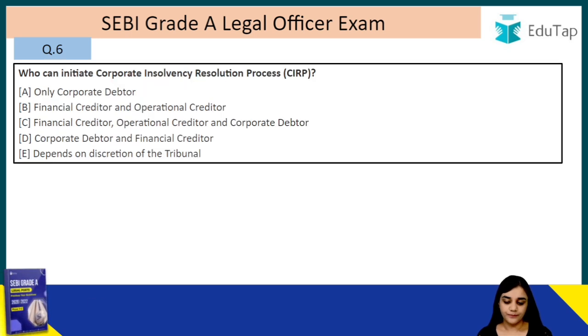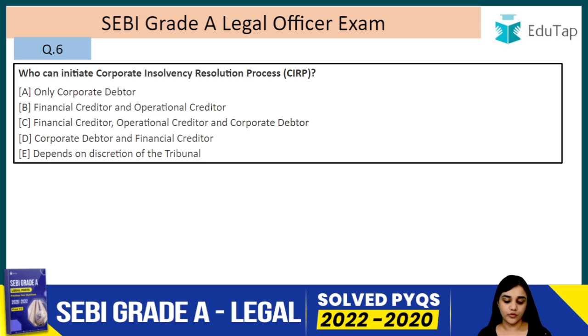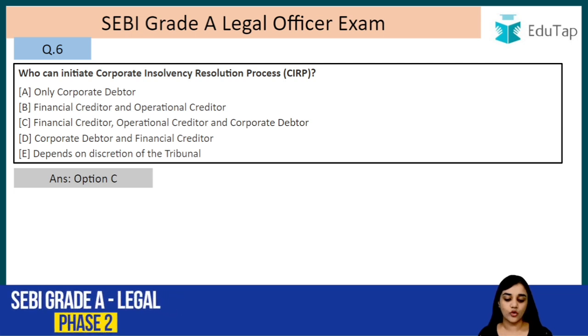Question number 6. Who can initiate corporate insolvency resolution process? So now we will be dealing with the CIRP. What is CIRP? How does this process go on, right? So this is important. The answer to this is financial creditor, operational creditor and corporate debtor.